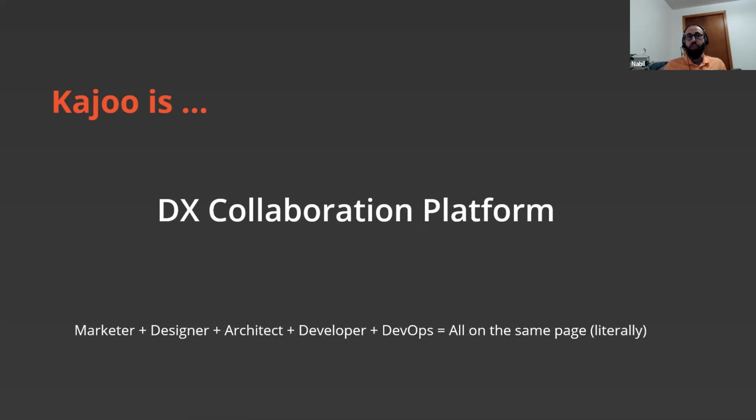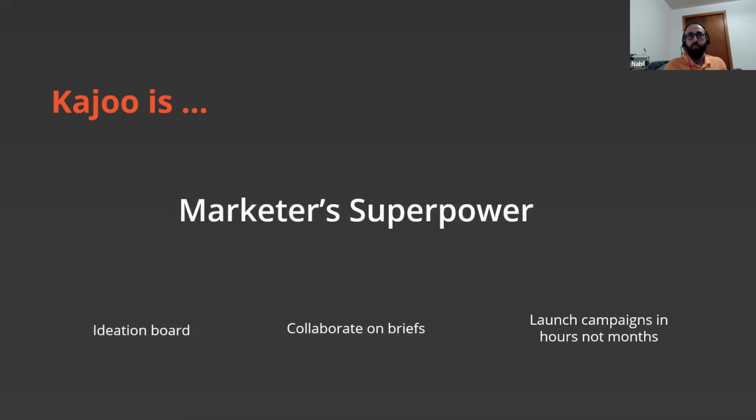Kajoo is a DX, digital experience collaboration platform. Marketer plus designer, architect, developer, DevOps, it's all on the same page, literally. The same platform, doing what they do, but in the same area. No silos anymore, no friction. Kajoo is a marketer's superpower. You can now use it as an ideation board to brief the team and collaborate with the team on what exactly the campaign or the landing page or the component you want. And then you can launch your campaigns as a marketer in hours, not in months.